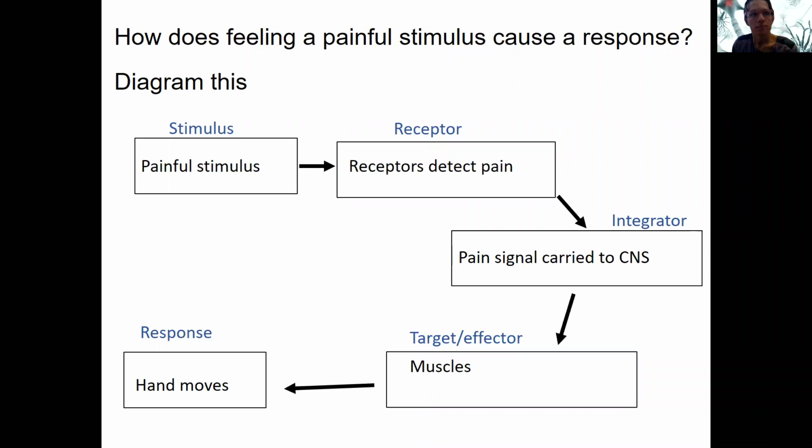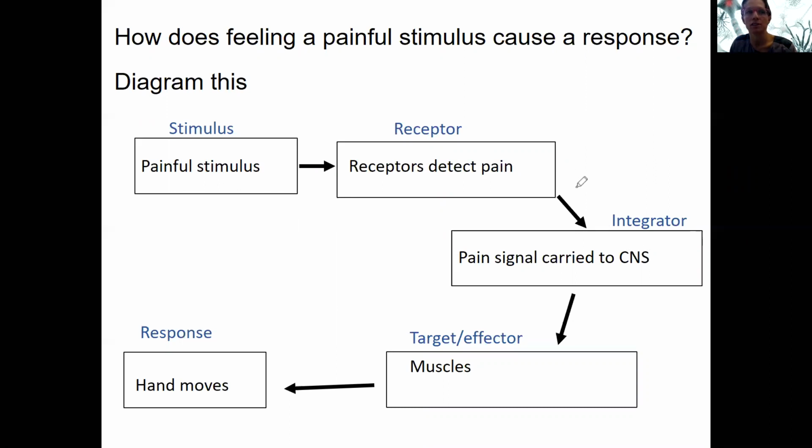So let's look at this. Here are the components. A painful stimulus, whether that's a sharp object or something hot, is going to target a receptor. Receptors or sensors could be a thermoreceptor; a nociceptor is the name for a pain receptor. It's going to detect this, and a neuron is going to carry this information to the central nervous system. The integrator is the central nervous system.